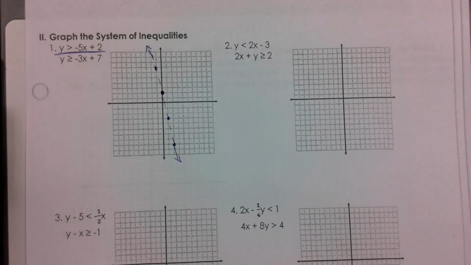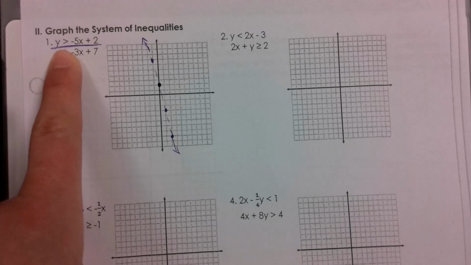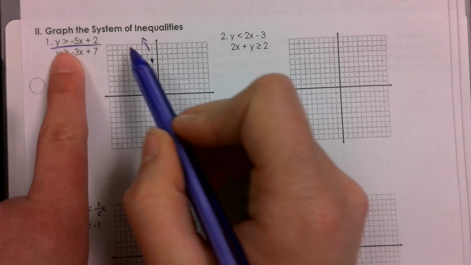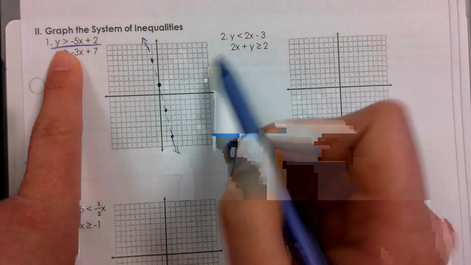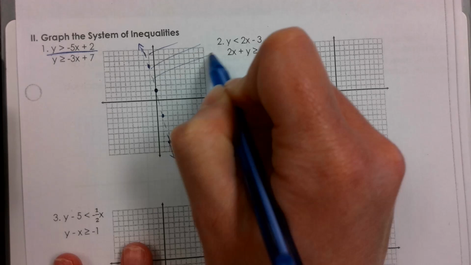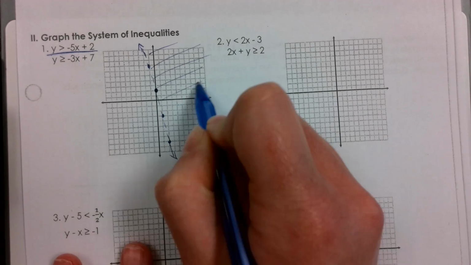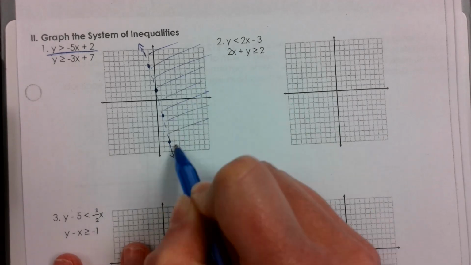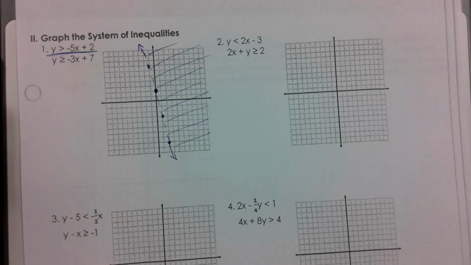And it says y is greater, so does that tell us to shade above or below? Above. So is that going to be option 1 or option 2? Option 2. So we're going to go this way. Now I like to draw lines when we start having systems instead of really coloring it in, just because it's easier to tell where you overlap sometimes. But if you want to fully color it, that's totally fine too.